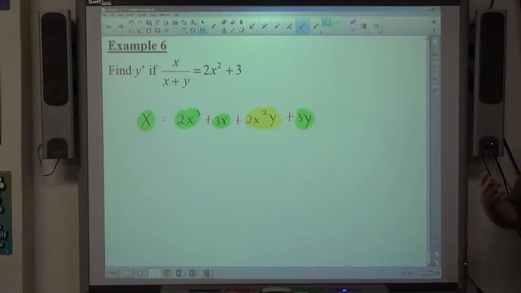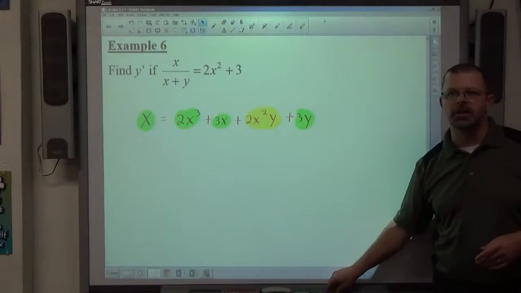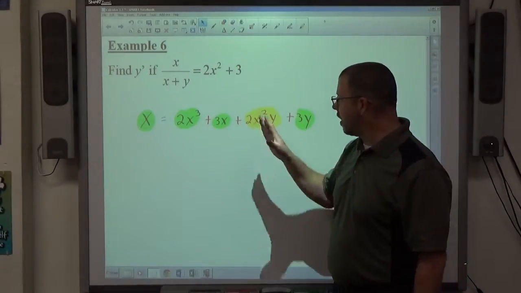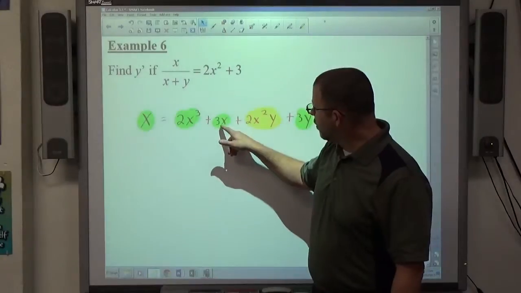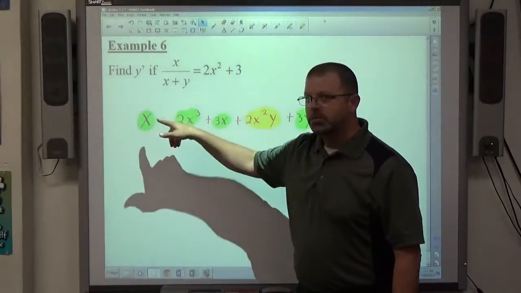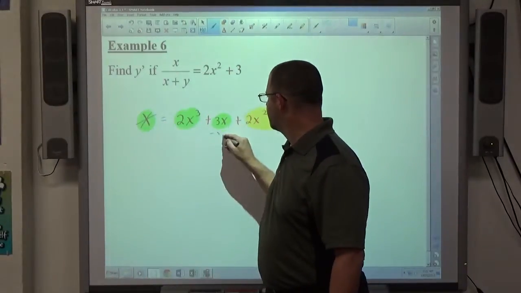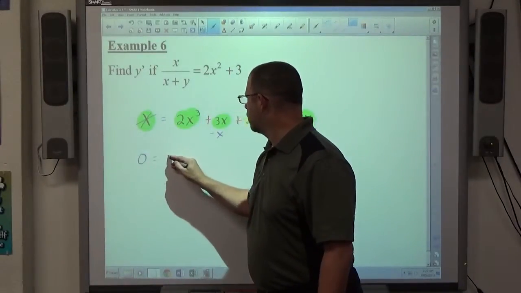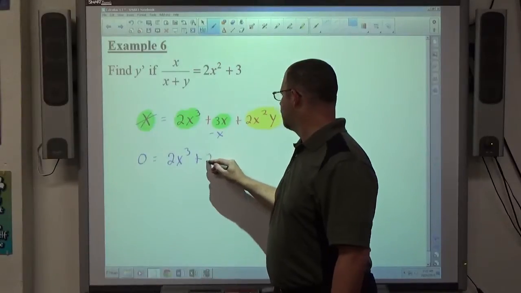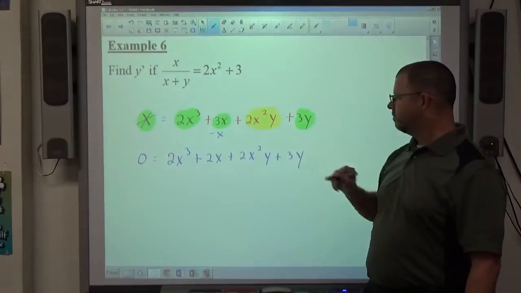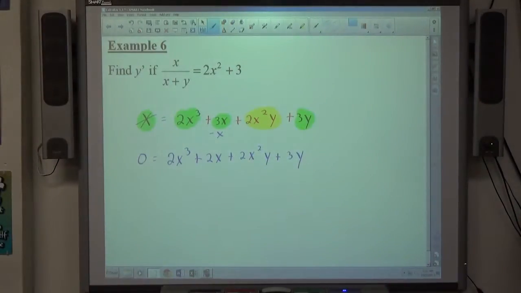But again, keep that in mind. You have options. You don't have to do calculus immediately. You can do some algebra first to make the problem into an easier structure, maybe. One other thing I noticed as I was doing all this comparison was 3x and x are like terms. So if I wanted to combine some like terms, let's say move the x over here, I end up with 0 equals 2x cubed plus 2x plus 2x squared y plus 3y. That's also equivalent. So now I'm ready to differentiate.